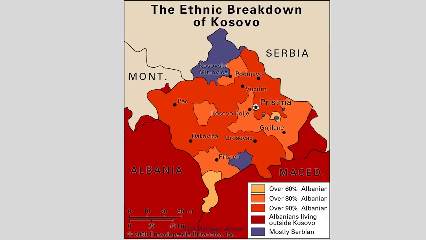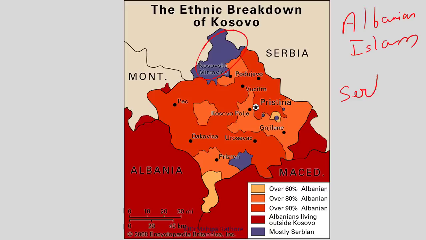Now again, Kosovo, the ethnic breakdown. Majority of the population is ethnically Albanian. What is the religion? Islam. But 10% of the population here is Serbian, especially in the north area. They are Serbs. And Kosovo is an autonomous province of Serbia.